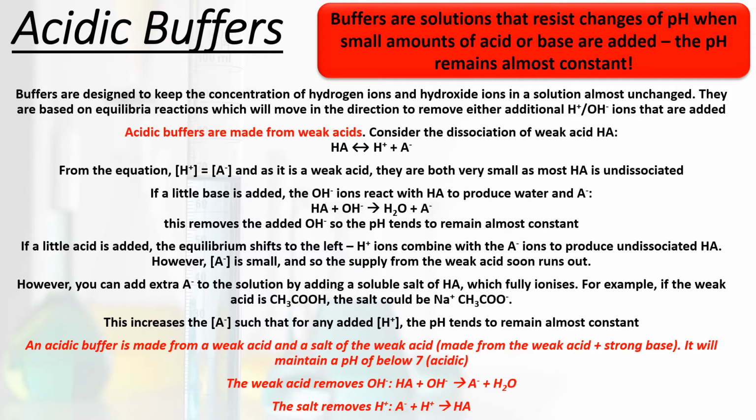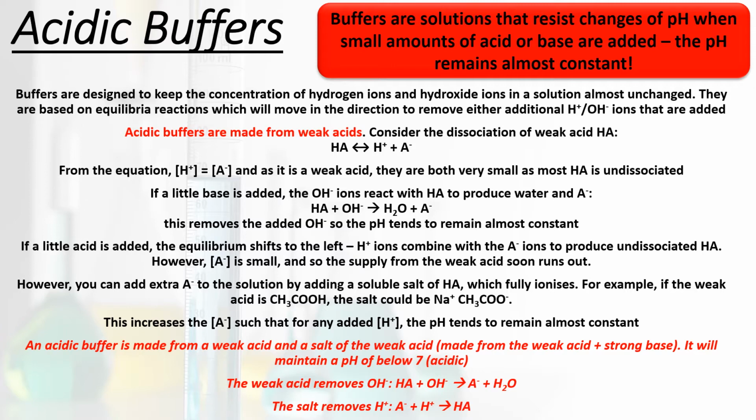However, the A- concentration, as we said, is very small because it's a weak acid, and so the supply will soon run out. So the way to get around this is to add in an extra source of A-. And the way we do this is by adding a soluble salt of HA, which fully ionizes to give us lots of A- ions. So for example, if the weak acid was ethanoic acid, CH3COOH, the salt could be sodium ethanoate. Now this produces lots more A- ions, and so the A- concentration increases such that with any added acid, any added H+, the pH tends to remain almost constant.